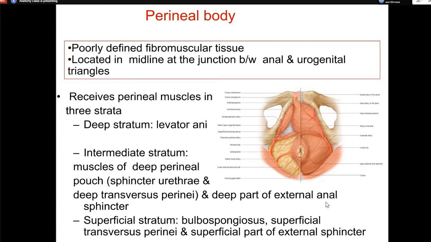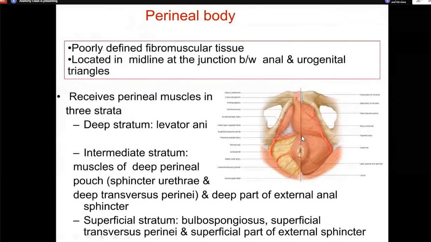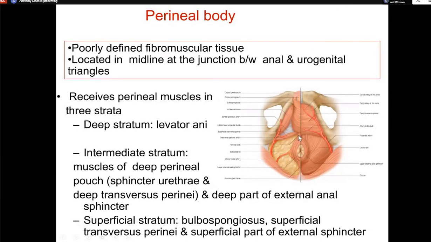So the perineal body is present over here. This is the perineal body. This is the fibromuscular tissue which is present in between the anal triangle and the urogenital triangle over here. Now, in this perineal body we have almost 10 different muscles on either side attached to the perineal body.